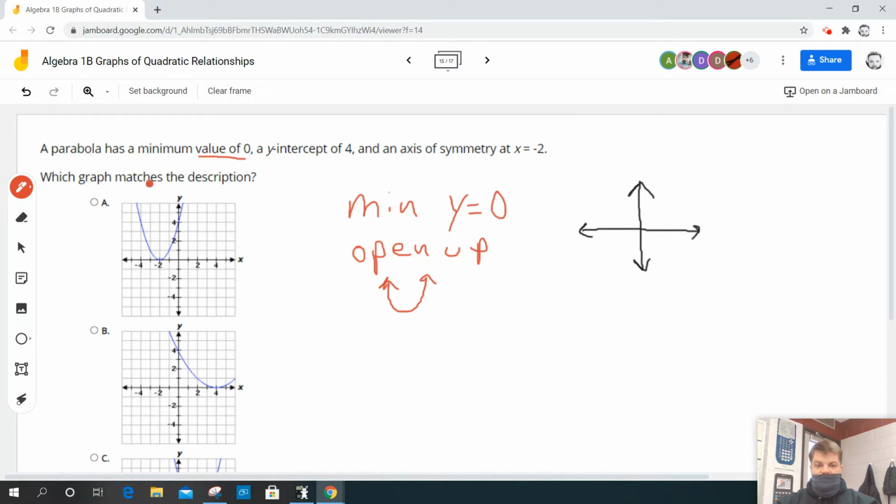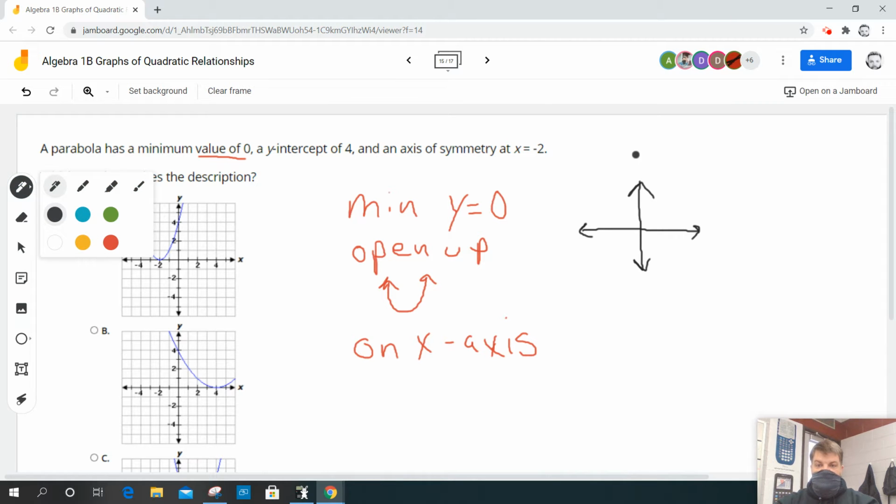Because y equals 0, I also know that it'll be on the x-axis, right? So it's going to go like this somewhere, but it's going to be on the x-axis. And I suppose I should probably label that, right? We know that it's always x is horizontal and y is vertical.